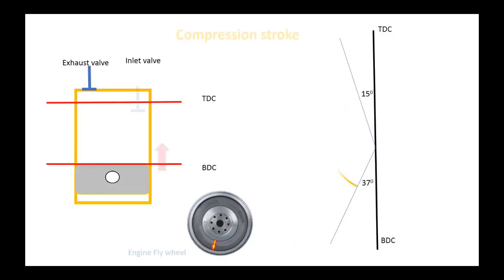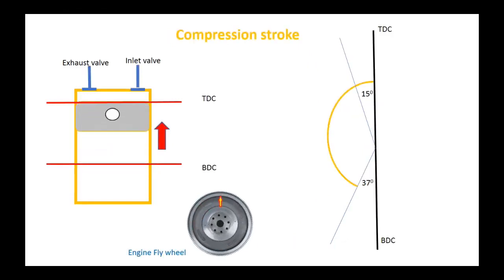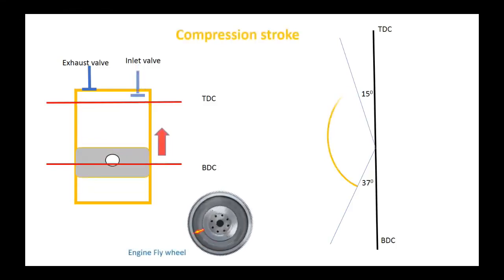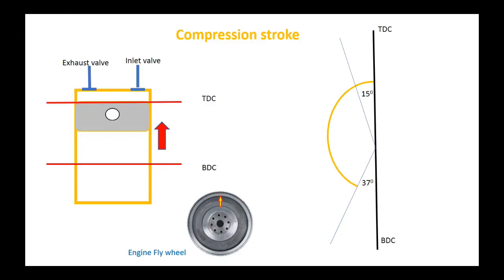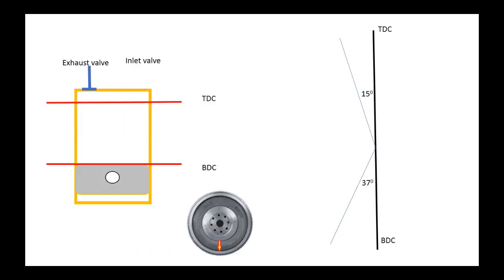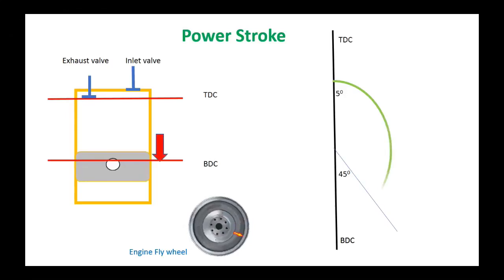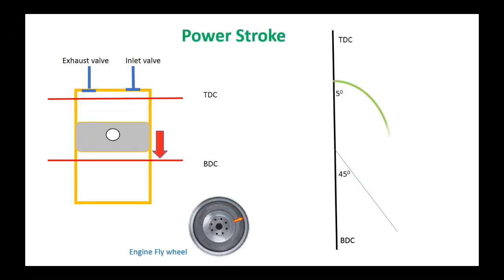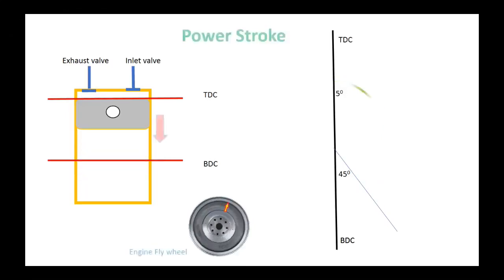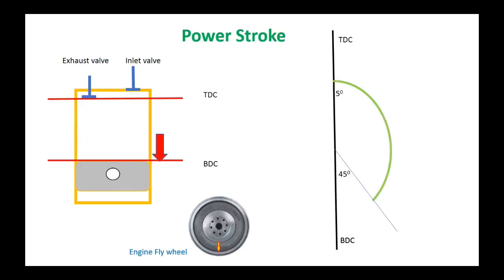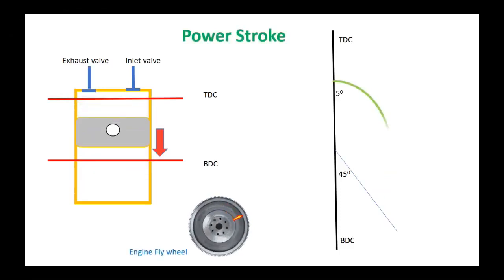Then see how to draw this cycle for the compression stroke. In this stroke both inlet and exhaust valves are in the closed position and the piston moves from BDC to TDC. Also the flywheel turns nearly half around. Then see how to draw the diagram for the power stroke. In this stroke also, the valves are in the closed position and the piston is moving from TDC to BDC. At the same time the flywheel turns nearly half around.